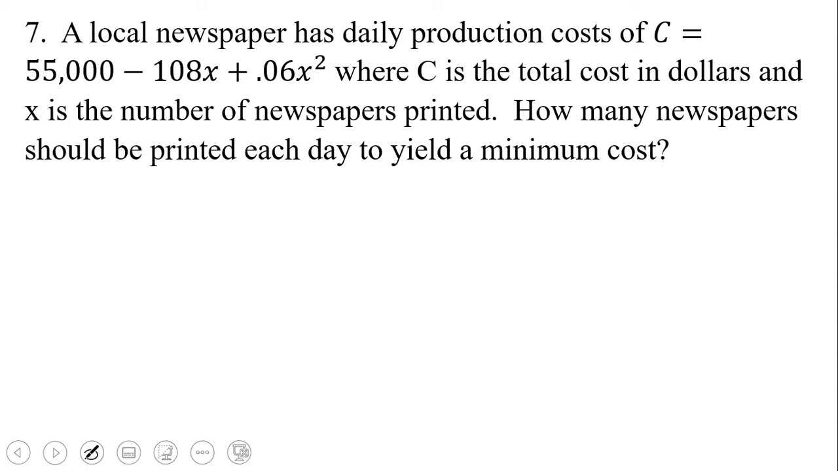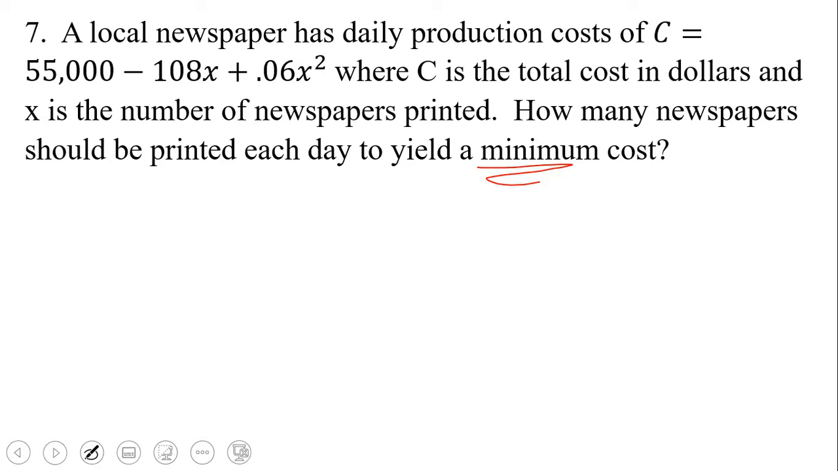Here in number 7, a local newspaper has a daily production cost of 55,000 minus 108x plus 0.06x squared, where C is the total cost in dollars and x is the number of newspapers that are printed. How many newspapers should be printed each day to yield a minimum cost?